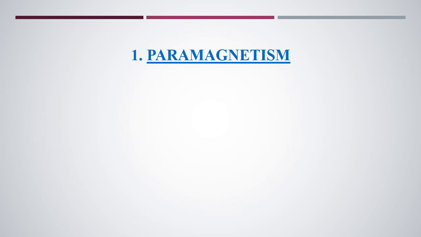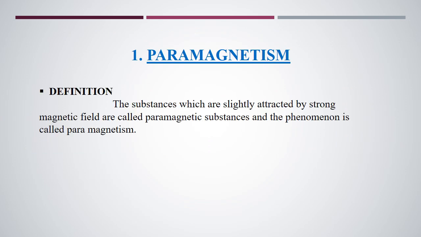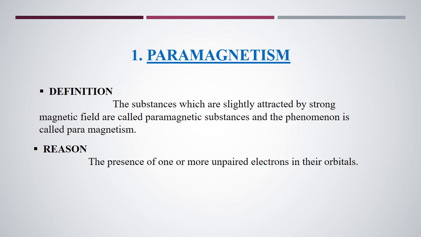Paramagnetism. It is defined as: the substances which are slightly attracted by a strong magnetic field are called paramagnetic substances, and the phenomenon is called paramagnetism. The reason for paramagnetism is the presence of one or more unpaired electrons in their orbitals.